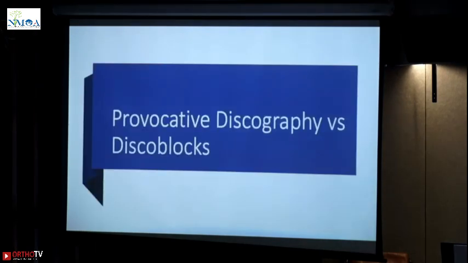And provocative discography, which over the time has become obsolete, and even disc blocks, which included injecting a small amount of drug into the discs, is a procedure which needs to be taken with a pinch of salt, because you need to be very careful in which disc you are selecting for fusing. In my routine practice, I do not fuse for minor back pains and all. So it's something which I don't practice.